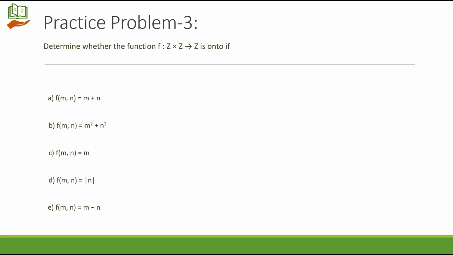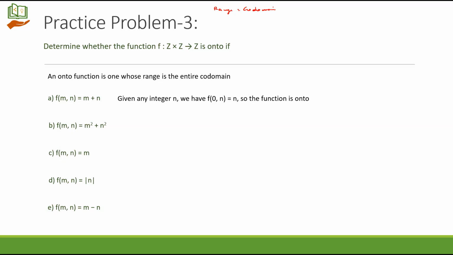Next problem, determine whether the function from integer to integer is onto. An onto function is one whose range is the entire codomain. Let's take f(m, n) = m + n. Given any integer n, we have f(0, n) = n. So the function is onto. When n is present in the domain, n is present in the codomain. So it can be any integer. So this can be taken as the complete set Z. So it is onto.